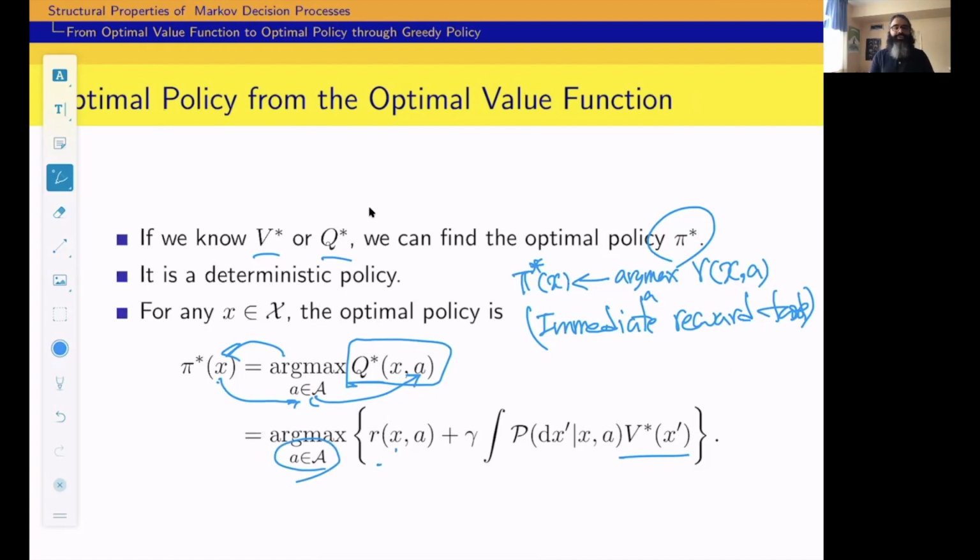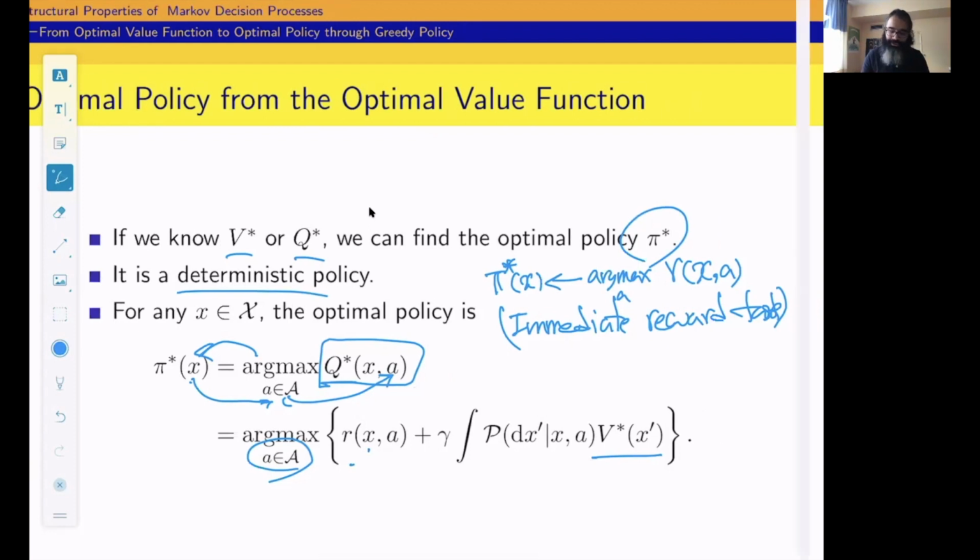One thing that is noticeable here is that the optimal policy is deterministic. It's a function. For each X, I get one specific action. So I don't need any distribution or stochasticity over actions. I can just choose one action. So the optimal policy is a deterministic policy. This is interesting because even though in the framework we talked about policy in general as a stochastic policy, for these problems we can limit our attention to deterministic policies.